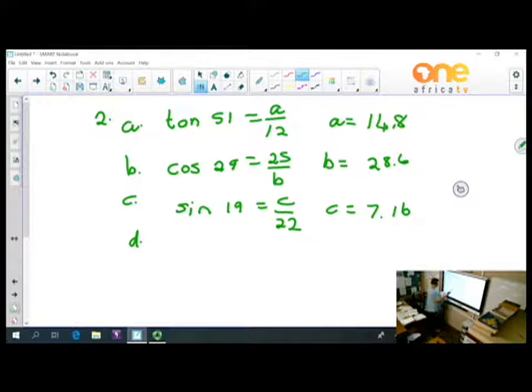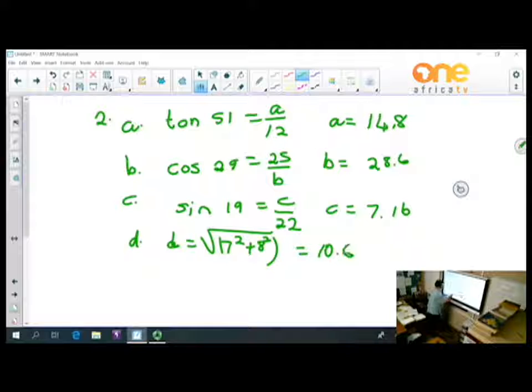The third side, can you see that this time it's going to be Pythagoras, 7 squared plus 8 squared. The third side is still Pythagoras. We can get those questions. So it will then be 7 squared plus 8 squared, and my answer is 10.6.